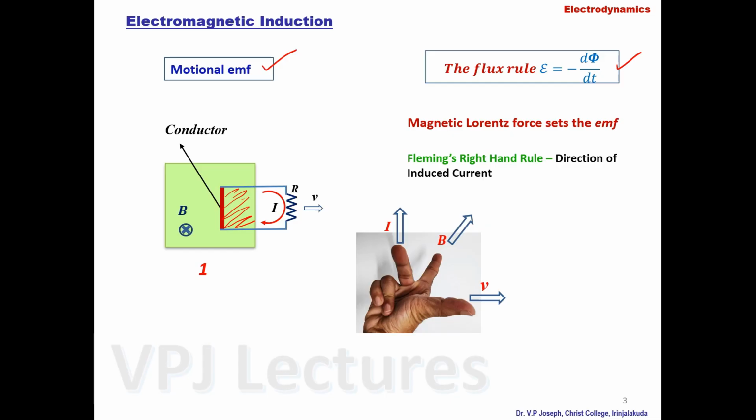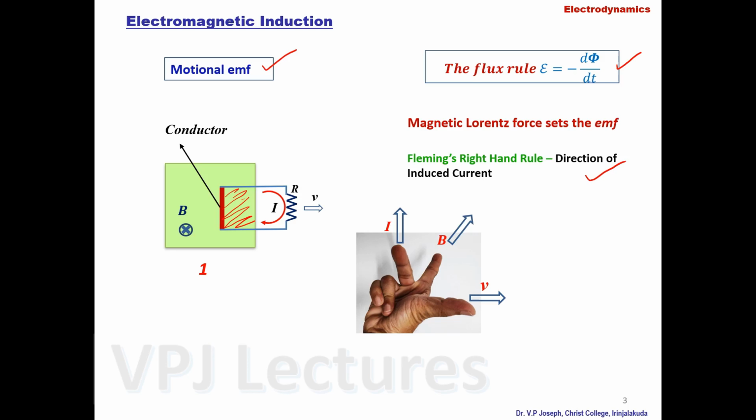Such a force comes into action when the conductor is moving, pulling out the electrons or the charges on the conductor, which experience a Lorentz force. Accordingly, an EMF is generated on the conductor or associated circuit, and it can be obtained using Fleming's right hand rule.